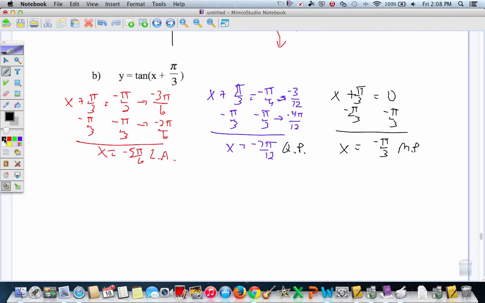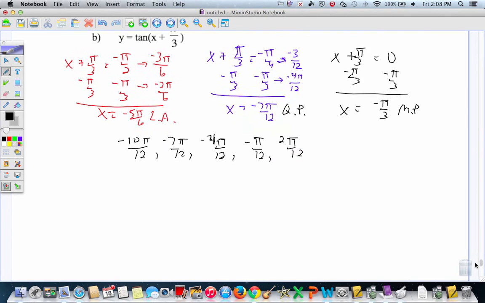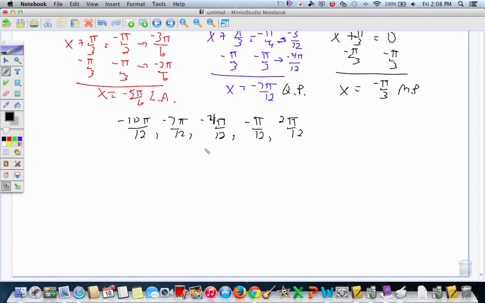Going back here, quarter point, left asymptote. If you look at those three, they would have a common denominator of 12, so I'll rewrite -5 pi over 6 to be -10 pi over 12, -7 pi over 12, and then -4 pi over 12. I hope then it becomes pretty obvious to us we're adding 3 to our numerator, so I'll have -1 pi over 12 and 2 pi over 12 as my other two critical points if I'm going to graph 1 period, which we'll go ahead and do now.